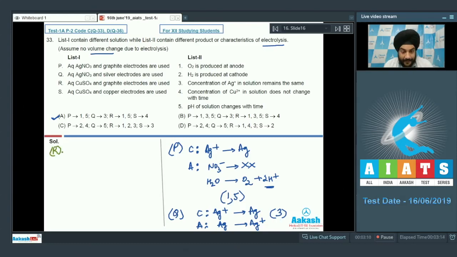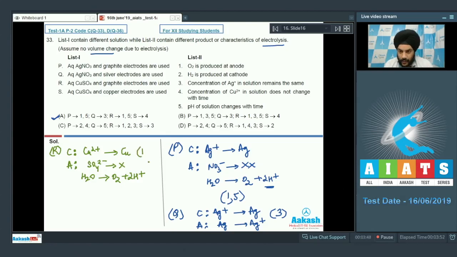So R, we have aqueous CuSO4 and graphite electrodes are used. Okay, so at the cathode, copper 2 plus will convert into copper. And if we talk about the anode, the sulfate ions, they do not get oxidized. It will be water which will get oxidized. So similarly, we have H2O converting into O2 and 2H plus. Okay. So if we look at the entries in list 2, O2 is produced at anode. This will be a match.